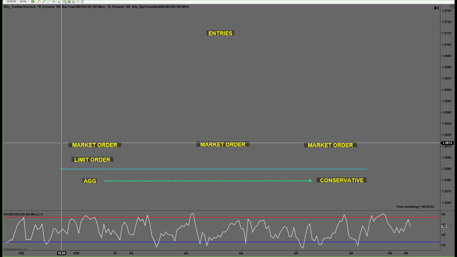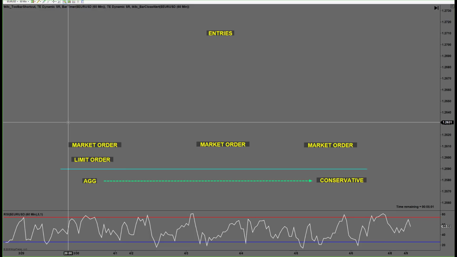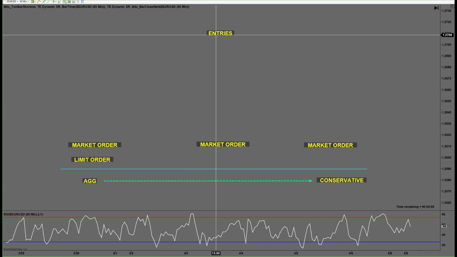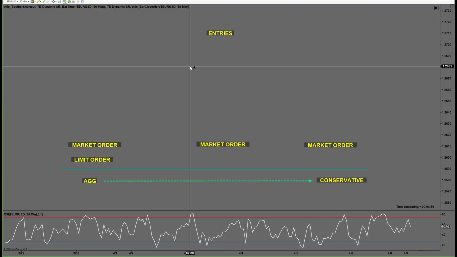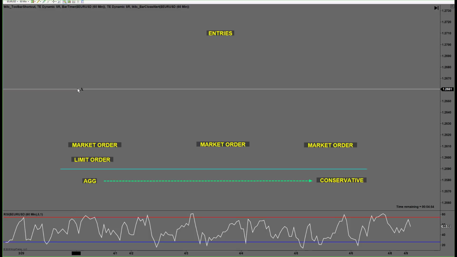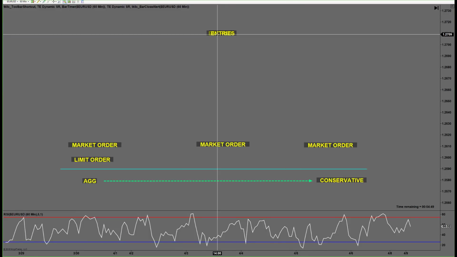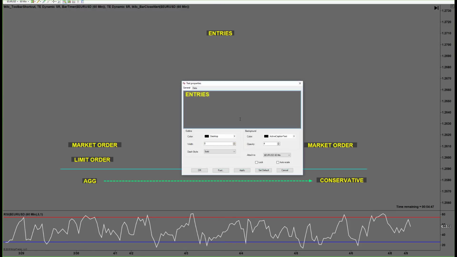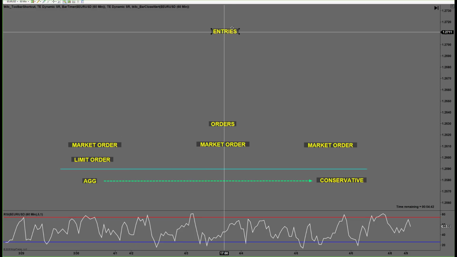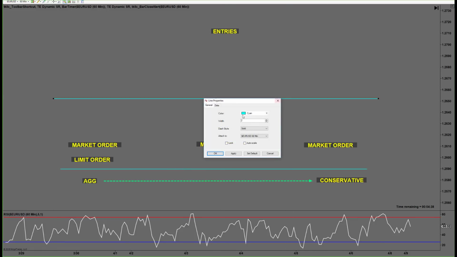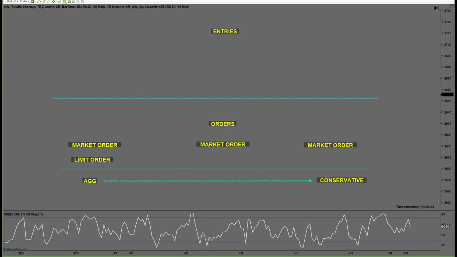Don't think we really need our y-axis. Okay, so as far as entries go, what can we look at? Well, on the aggressive side, so let's do this. Let me copy this. Talk about orders here, entries up here. So put a nice little divider here for us. So here's orders, there's entries. We've got our aggressive to conservative scale.